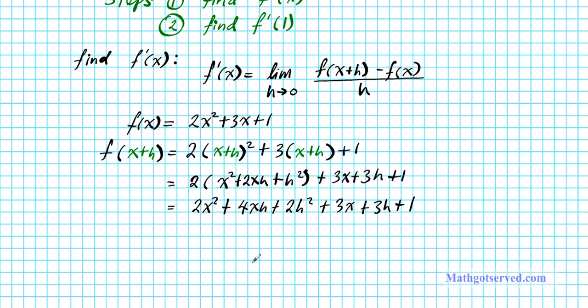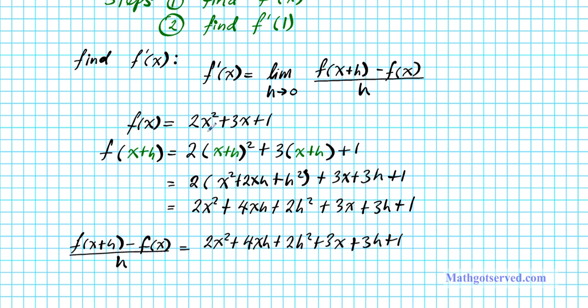All right, so we now know what f of x plus h is. Now we're going to find f of x plus h minus f of x, over h. Notice I'm doing it step by step. I do the terms in the numerator first, then evaluate the quotient, and after that I'll take the limit as h approaches 0. So we have f of x plus h is 2x squared plus 4xh plus 2h squared plus 3x plus 3h plus 1.